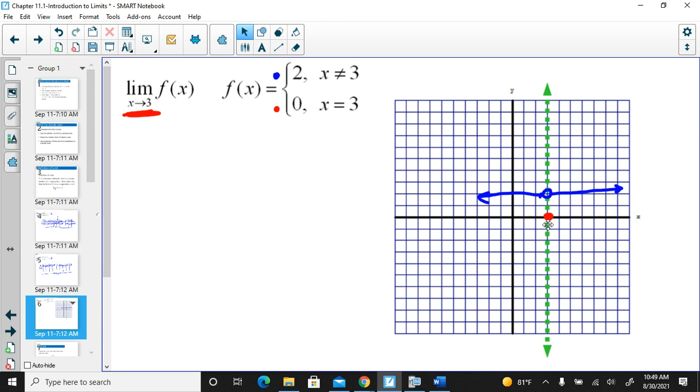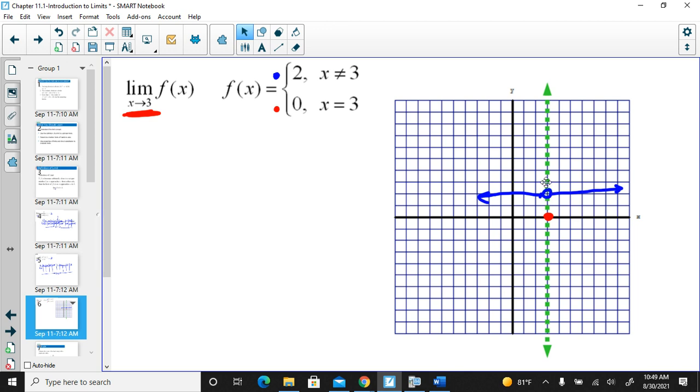It doesn't matter that f of 3 is 0. It doesn't matter as far as the limit is concerned. We don't say that this limit is equal to 0, because the whole idea of a limit is that I never actually get there. I can get unbelievably close, I can get to 2.99999999999, but I'm never actually going to get to 3.